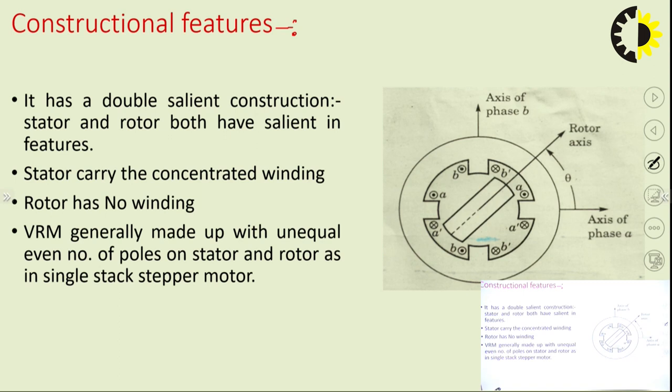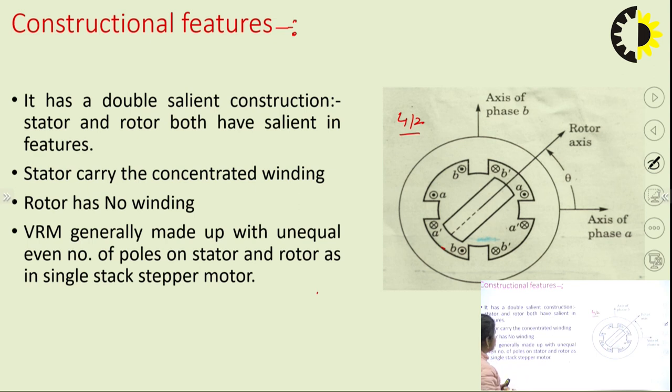So, this is the construction feature. If you see here, this is a stator, and this is a rotor. The stator carries the windings A A dash, B B dash. Sorry, it's a two phase, because it is 4/2. It's a 4/2 pole machine. That means 4 poles are in the stator, 2 poles are in the rotor. The stator carries the projected poles and the concentrated winding. The rotor has no winding, and it is also a projected kind of rotor, right.